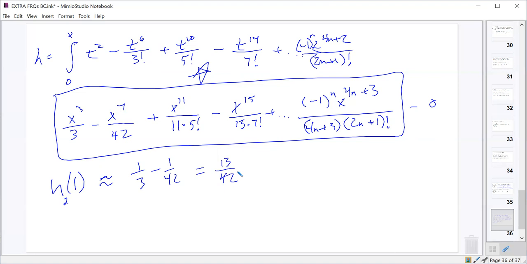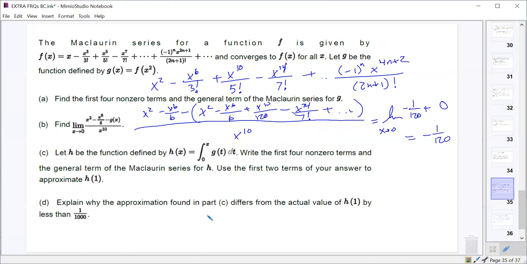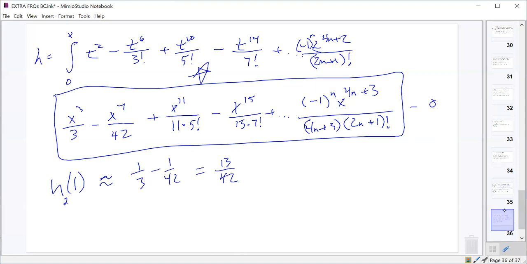So that's our approximation using a second degree Taylor polynomial truncation there. And then it wants us to know in part D, explain why that approximation in part C differs from the actual value of h of 1 by less than 1 over 1,000.